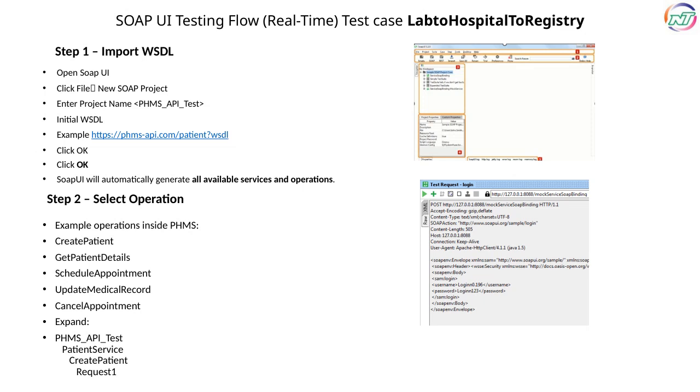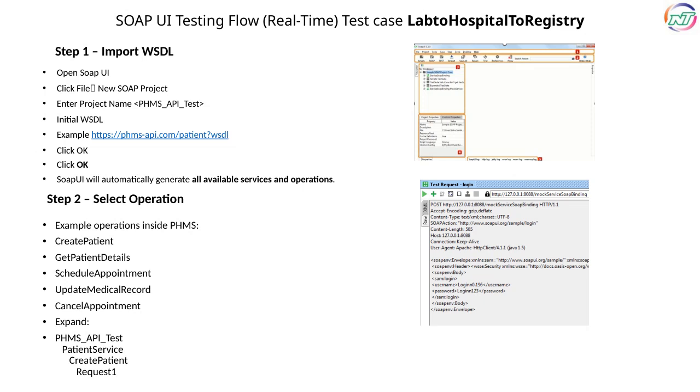To begin testing with SOAP UI, start by opening the application and creating a new SOAP project. Name your project, for example, PHMS API test. Then, you need to import the WSDL file by entering the initial WSDL URL, such as the patient service WSDL link provided. After clicking OK, SOAP UI will automatically generate all the available services and operations defined in that WSDL. Next, you move on to selecting the specific operation you want to test.